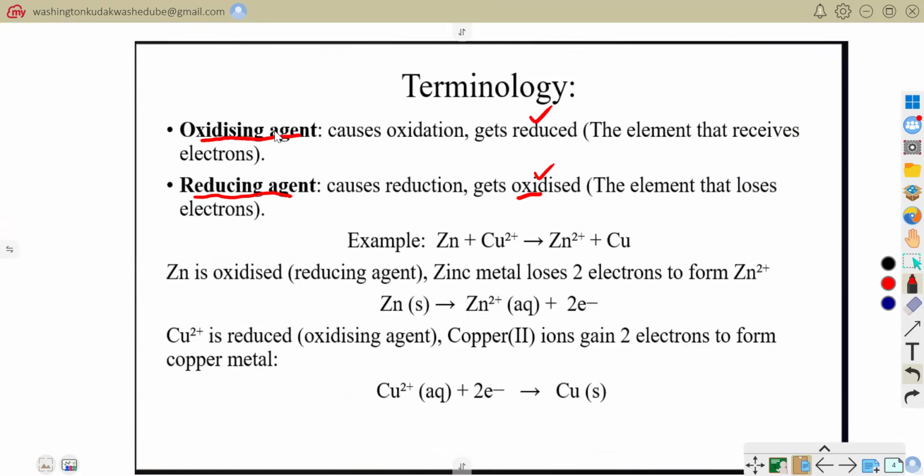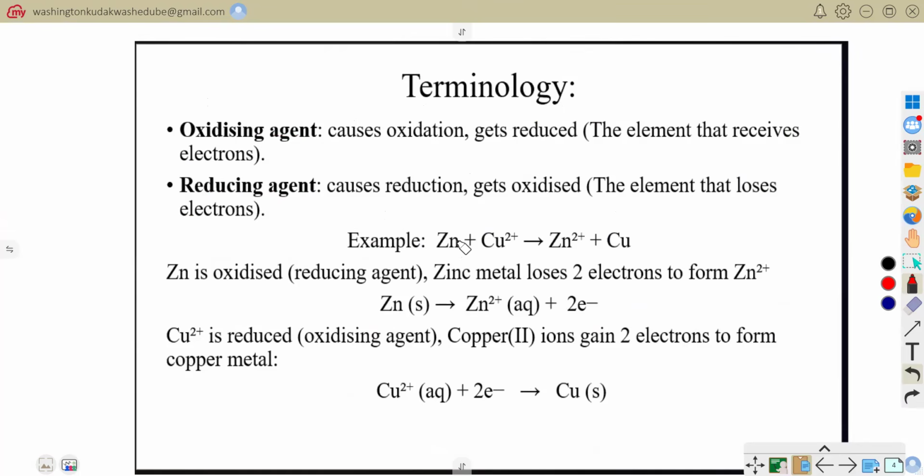So an oxidizing agent is simply that element that receives electrons, or the one that causes oxidation. By causing oxidation, it leads to itself being reduced. And then the reducing agent is the one that loses electrons to get oxidized while it is causing reduction. So that is how we define oxidizing agent and reducing agent, and we've seen how we define oxidation and reduction.